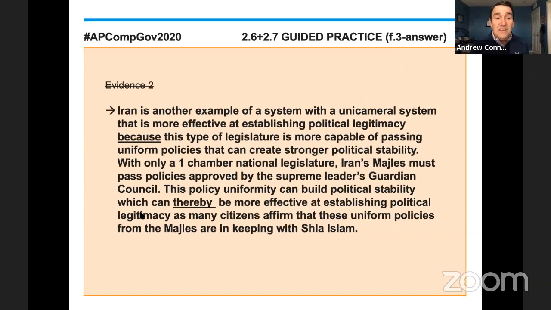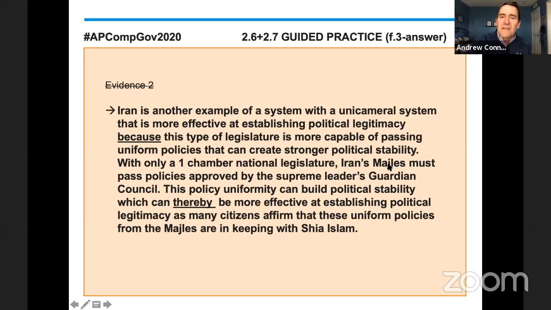My other evidence I'm picking is Iran. Iran's another system with a unicameral legislature. Maybe, oops, I should have put unicameral legislature. I need to fix that. So Iran is another example of a system with a unicameral legislature that is more effective at establishing political legitimacy because I have to have my reason word. This type of legislature is more capable of passing uniform policies that can create stronger political stability. That reason should look familiar. I can repeat that with a different country because I'm using evidence from that second country.